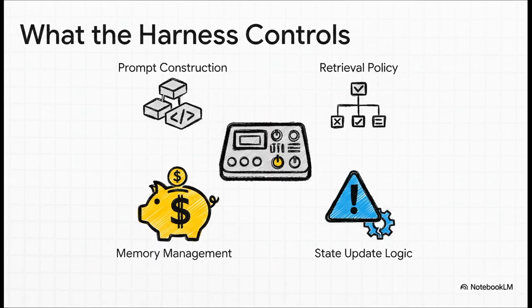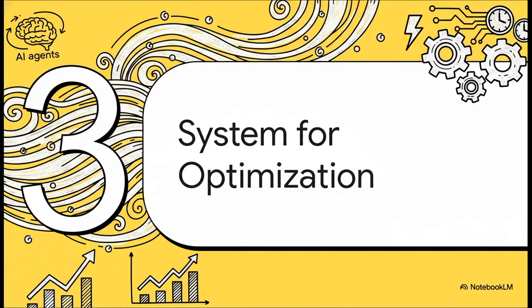So what does the harness actually control? 4 big things: prompt construction, retrieval policy, stuff engineers often decide once and then never look at again. But check out the last 2. Memory management, that's your biggest context cost right there. That's your cloud bill spiraling. And state update logic, that's the biggest source of your production failures. So this little piece of unowned code is directly hammering your budget and your product's reliability. It's a double whammy.